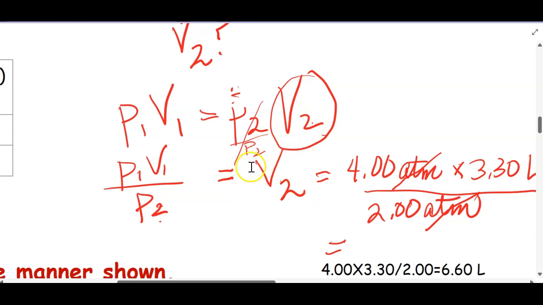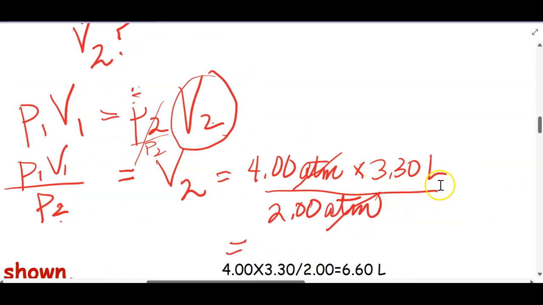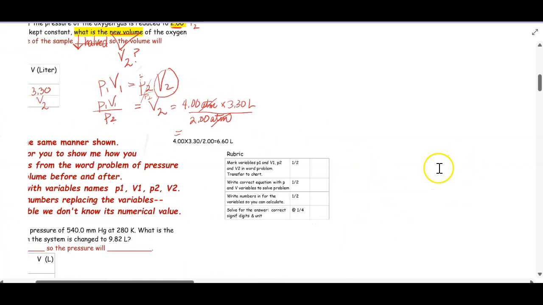So getting this all by itself over here, then we would have P1 times V1, same thing as over here, but we'd want to divide by what's on top over here, P2. All right, now we would simply put the numbers in. 4 atmospheres times 3.30 liters divided by 2.0 atmospheres. We see that these are canceled out, and so liter will be the final unit.